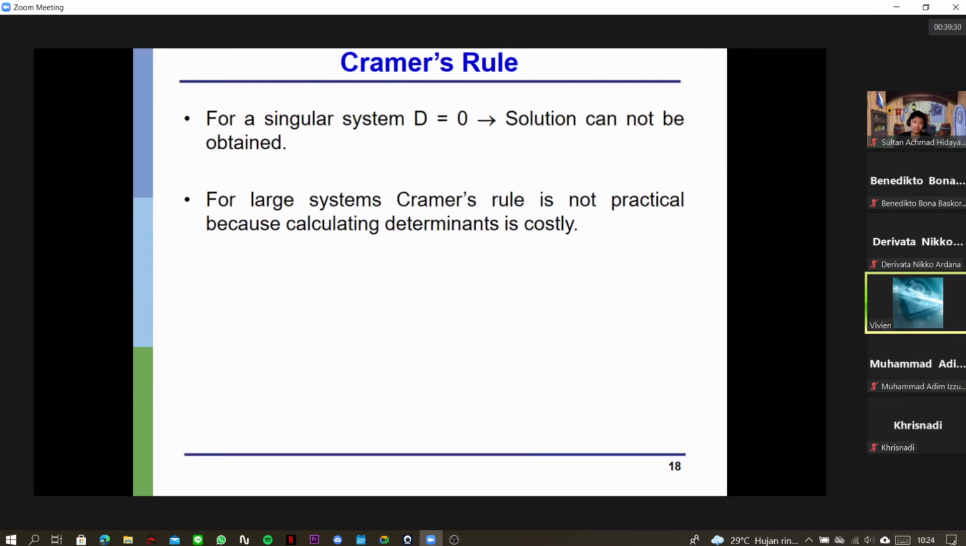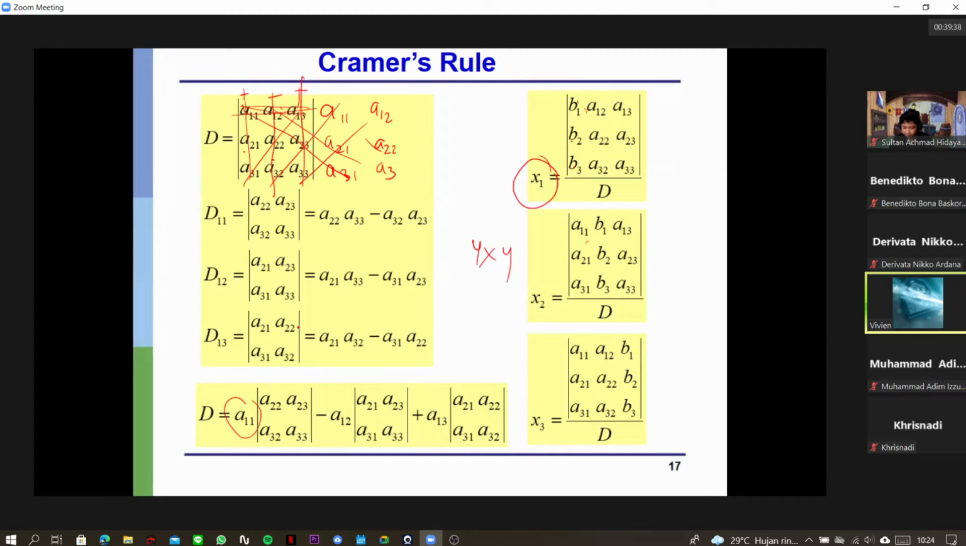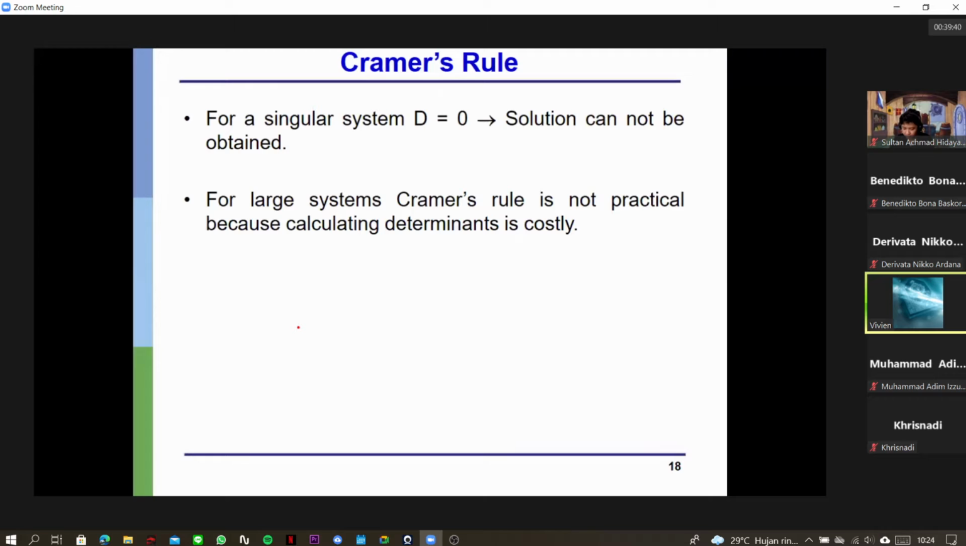What we have learned in calculus is basically only for small systems, because it needs to calculate the determinant. And we have seen here that calculating the determinant is not very cheap. It's costly, so it requires many floating point operations. Also, if we have a singular system, so D equals 0, then again, back to the physical meaning, there will be no solution. It means that the solution cannot be obtained. Okay, so that is about Cramer's rule.